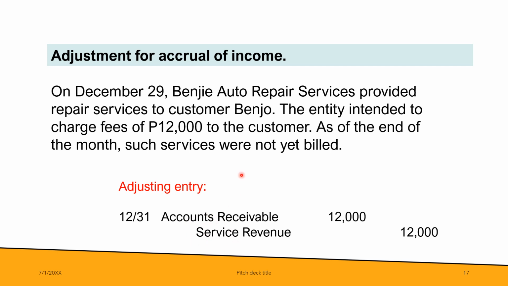Let's say the accrual pertains to rent. So you have here debit rent receivable and then credit rent revenue. So that ends our adjusting entry.